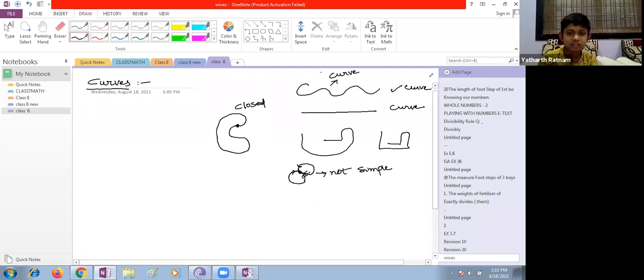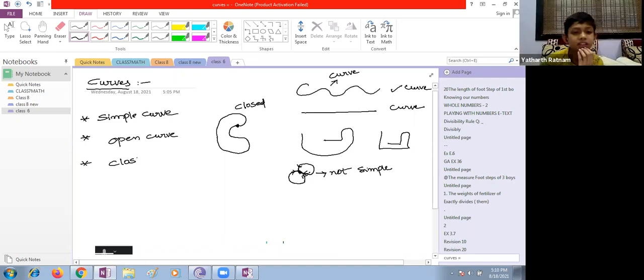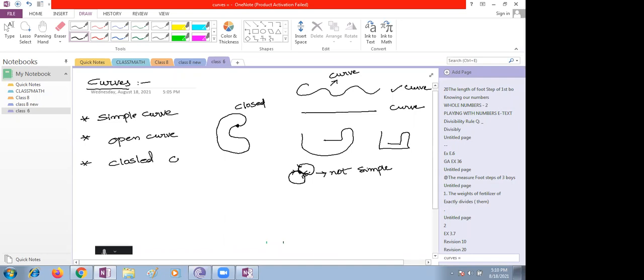There are different types of curves. We have one is closed curve, another one is simple curves. So I will give the differences. Simple curves, very important, children. Open curve. There is closed curve.